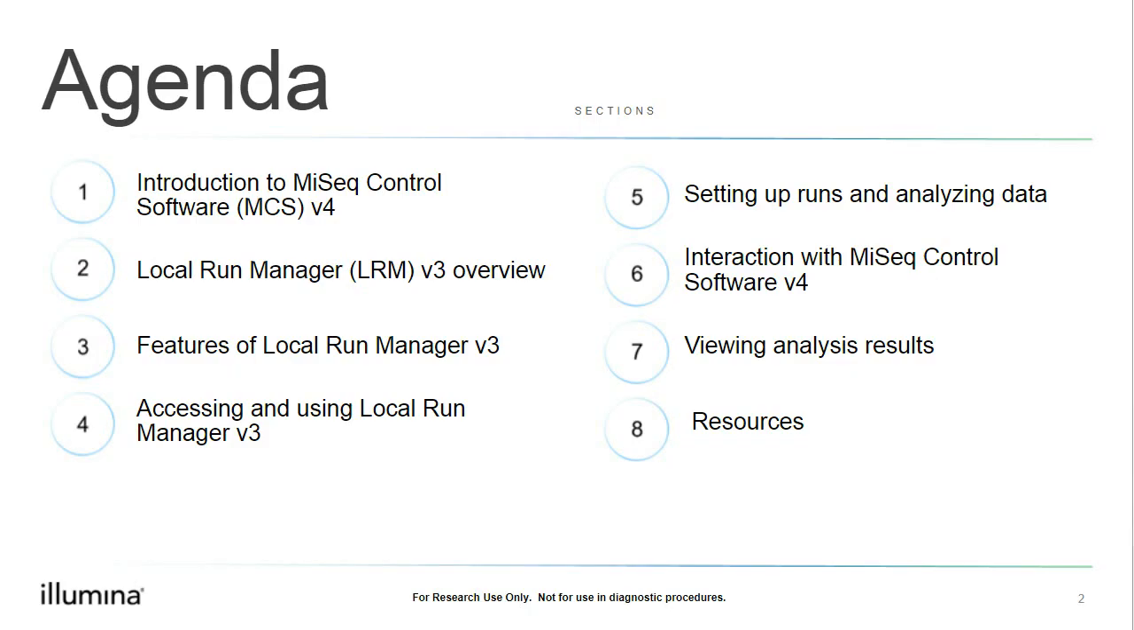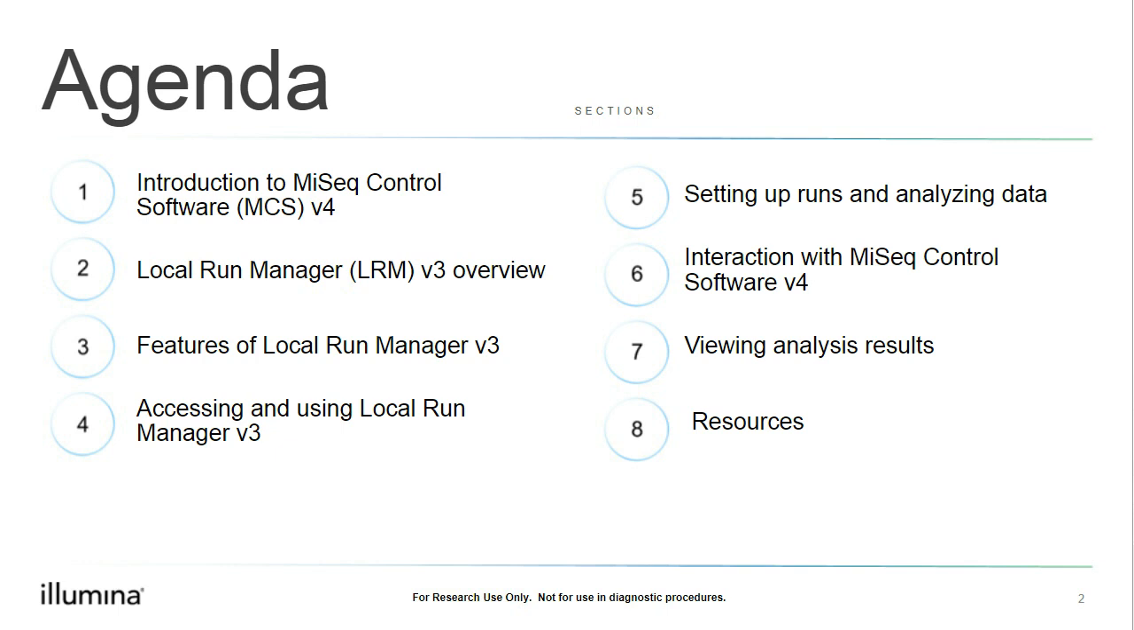As the agenda for today's talk, I'm going to give a quick introduction to MiSeq Control Software, or MCS version 4, and then talk about Local Run Manager, or LRM version 3, give an overview of that, and then do a deeper dive into the features of Local Run Manager version 3, talking about accessing and using Local Run Manager, setting up runs and analyzing data, how that interacts with the MiSeq Control Software to actually start the run, and then how you view your analysis results after that. We also have some resources at the end of the slides, and then we'll have time for questions as well.